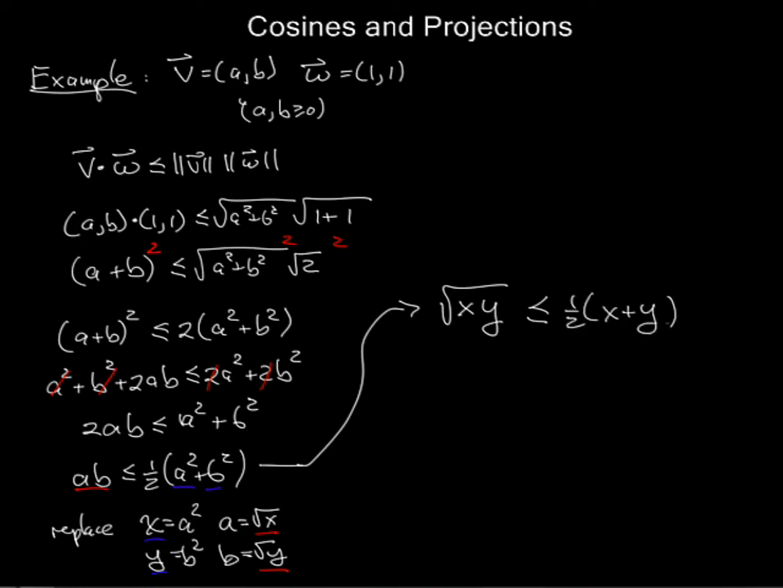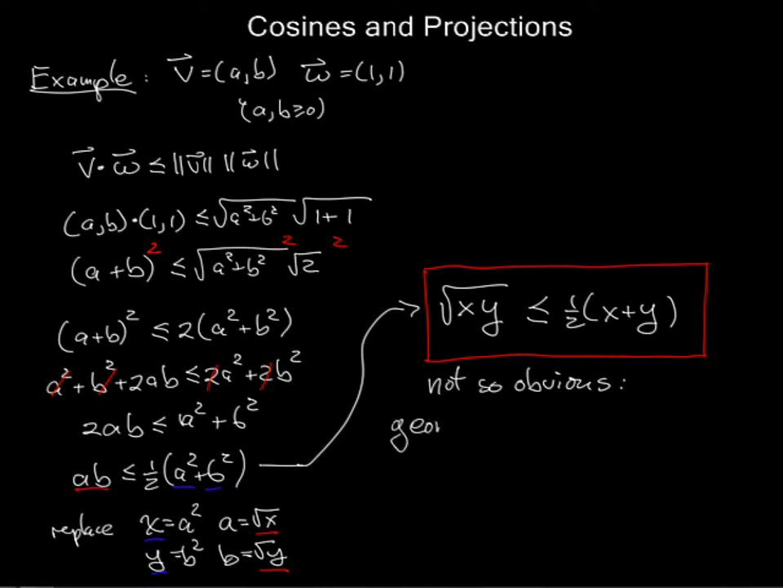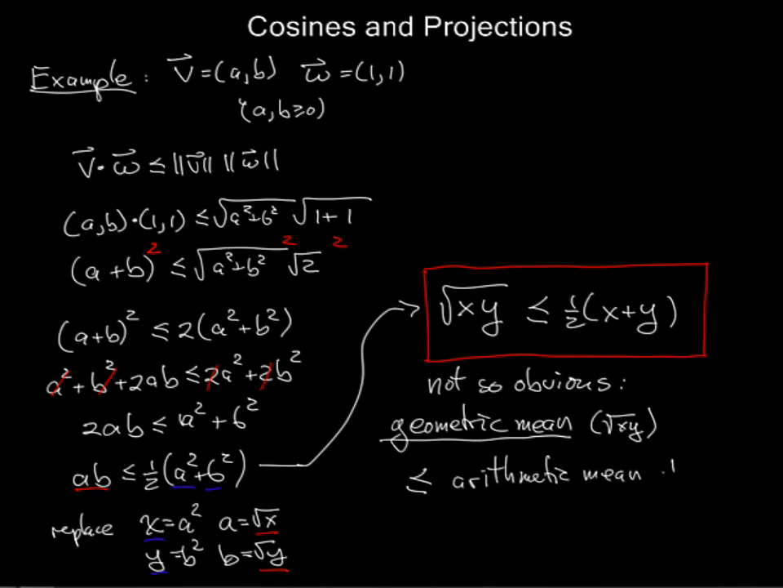Okay, so that's interesting. It's not so obvious to me that this is true. In fact, it's a non-trivial inequality. What it says is if you have two numbers, the left-hand side is what's called the geometric mean. You multiply them and take the square root. The right-hand side is the more familiar arithmetic mean, where you add them and divide by 2. And what the formula says is that the geometric mean is less than or equal to the arithmetic mean.